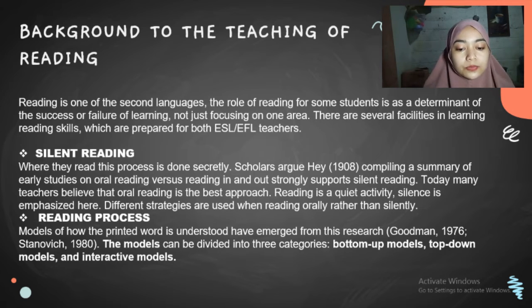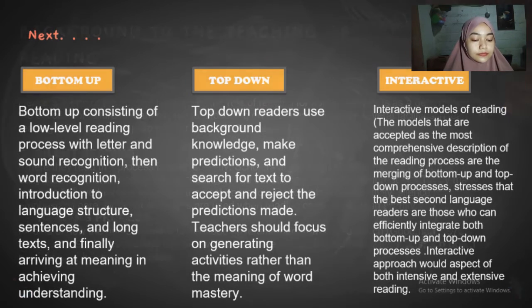Models of how the printed word is understood have emerged from this research: Goodman, 1976, Stanovich, 1980. The models can be divided into three categories. These are bottom-up models, top-down models, and interactive models. And the next is bottom-up models.